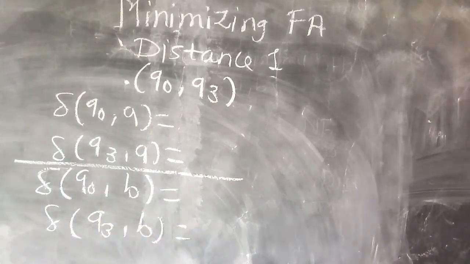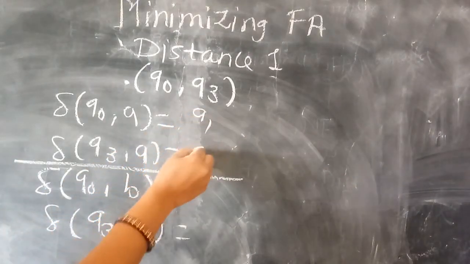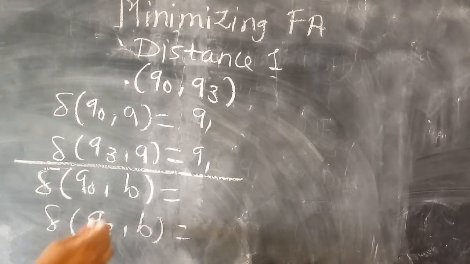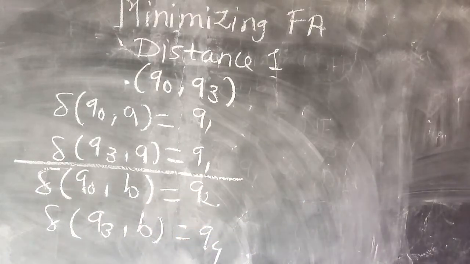Now identify which are the different outputs of these transitions. So Q0 on A becomes Q1, and Q3 on A becomes Q1. Both belong to the same set, that is the non-final set. So for A there is no distance, but comparing it with B, Q0 on B is Q2 and Q3 on B is Q4.